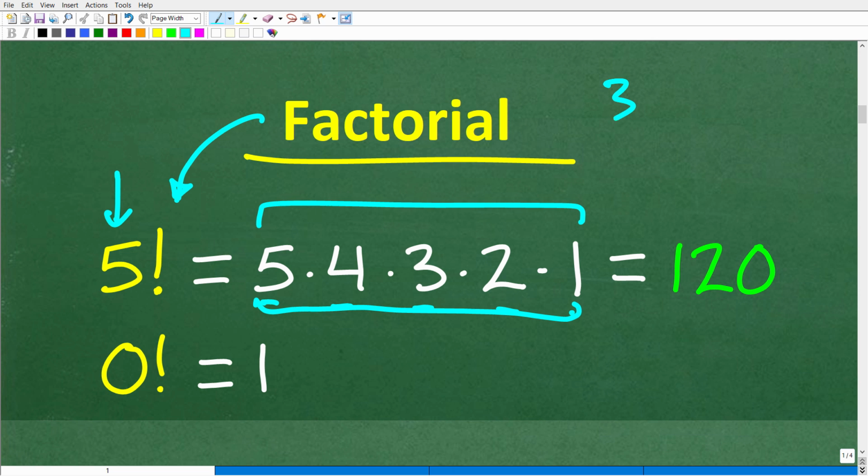If you had 3 factorial, that would be 3 times 2 times 1. It's no more complex than that, and of course, we just have to do all this multiplication. So 5 times 4 is 20, 20 times 3 is 60, 60 times 2 is 120.